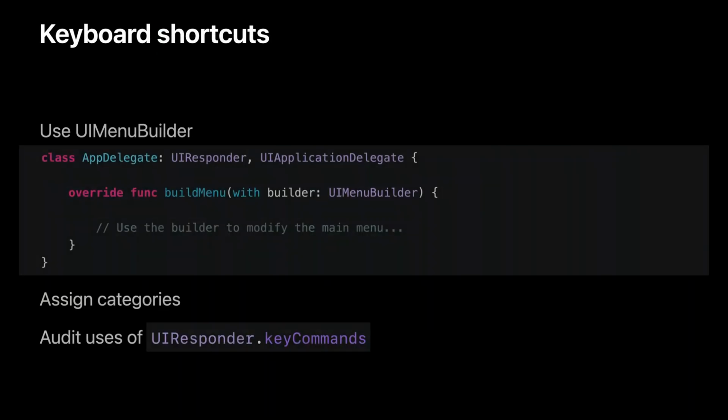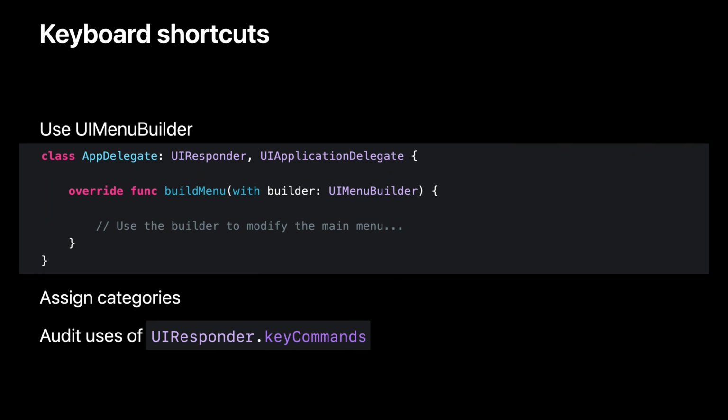To take full advantage of these new features, you need to adopt UIMenuBuilder. Implement buildMenu(with builder:) on your UIApplicationDelegate. Assign commands to one of the predefined categories, such as View or File, or even create your own custom category. To use categories, you'll need to audit your application for uses of UIResponder's keyCommands property. Move any commands assigned to this property to the buildMenu(with builder:) function.